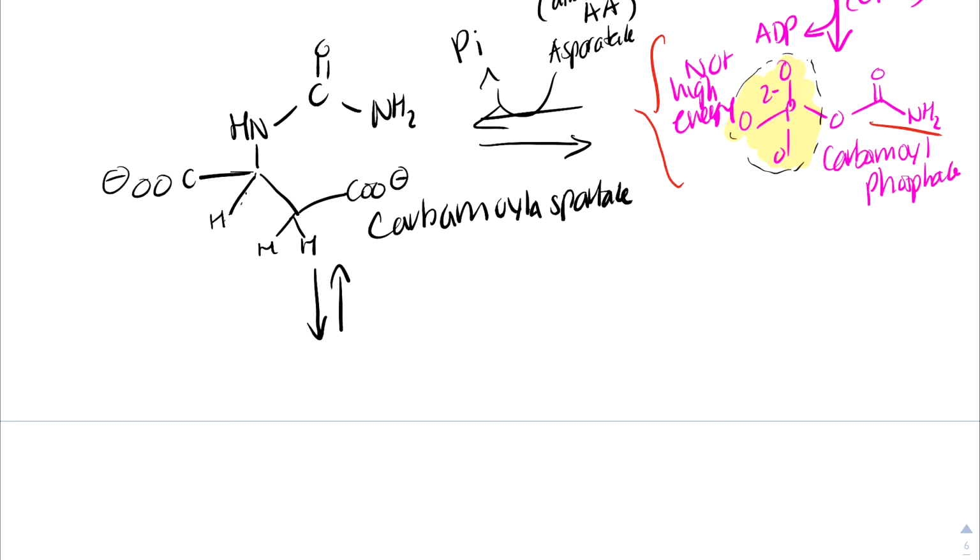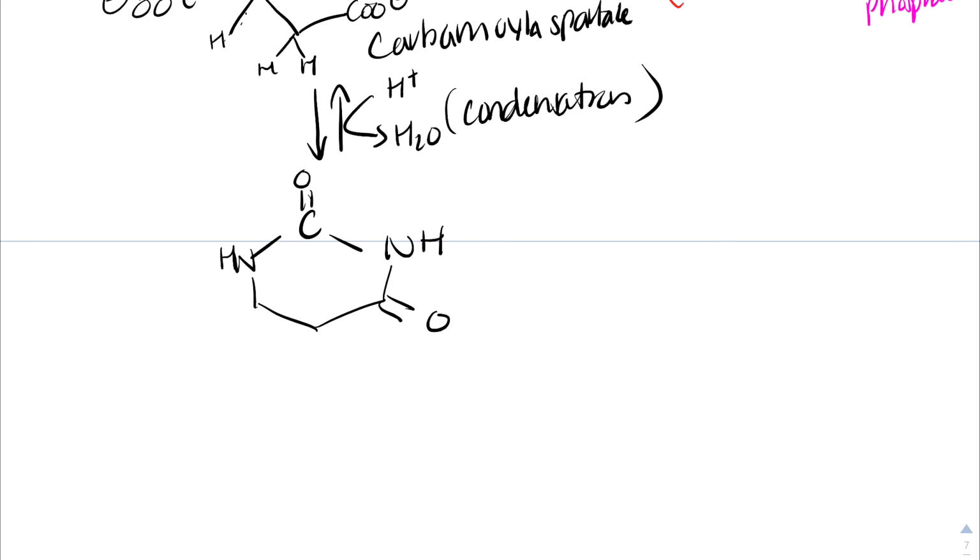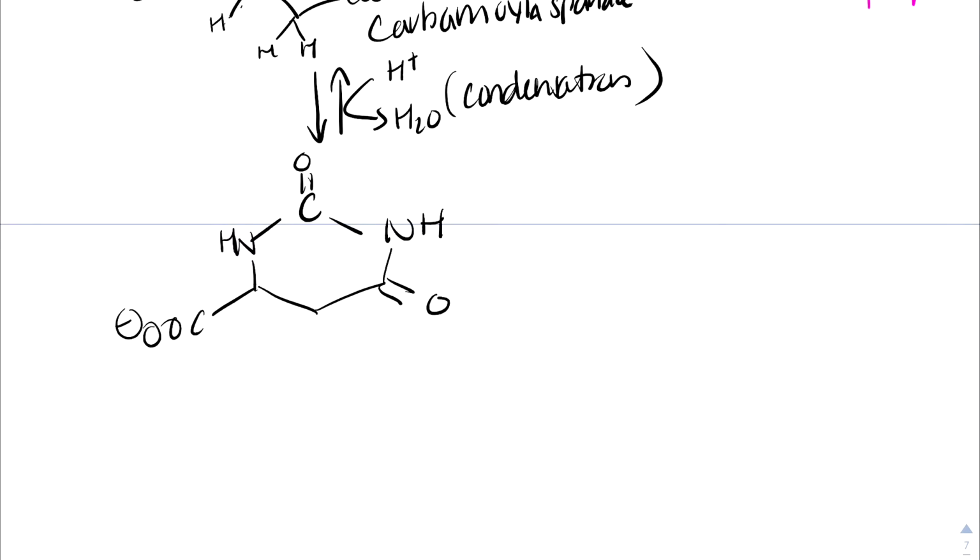So you're adding in condensation, removing water. So you remove water as you're adding in protons, and this is condensation. And you form this structure here. And what that condensation reaction allows us to do is form that cyclic ring. And this is called dihydroorotate.